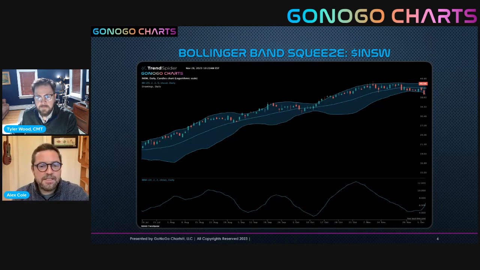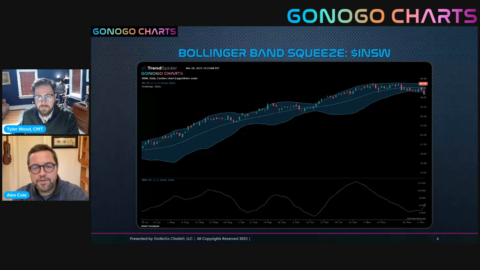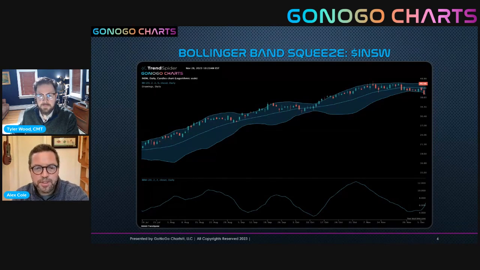And it identifies Bollinger Band width. So you can see right there at that same moment, it's making a new low. That's the lowest point for Bollinger Band width that we see on this chart.